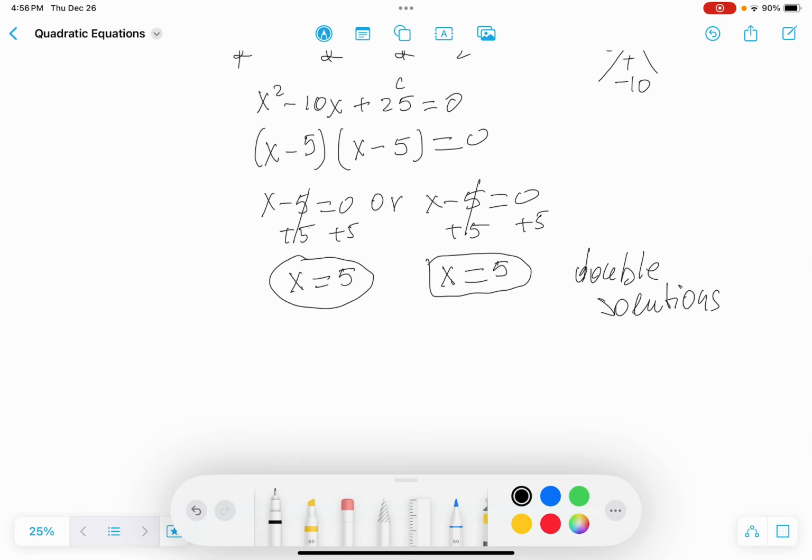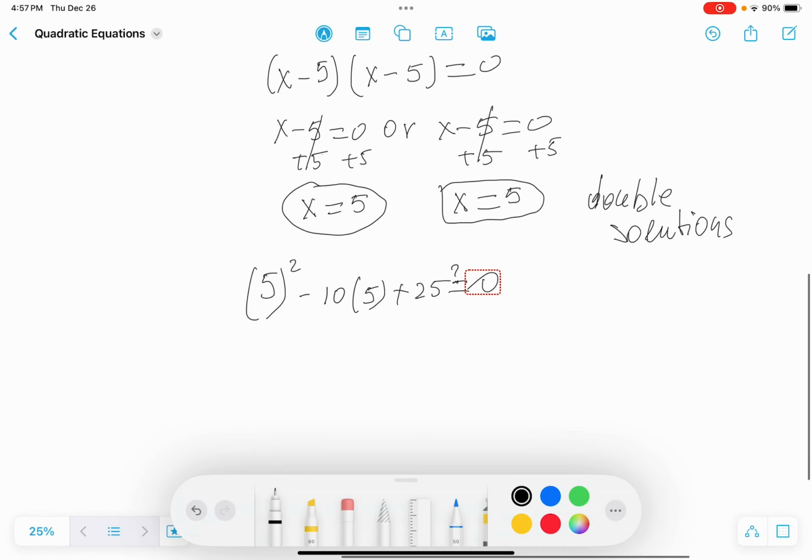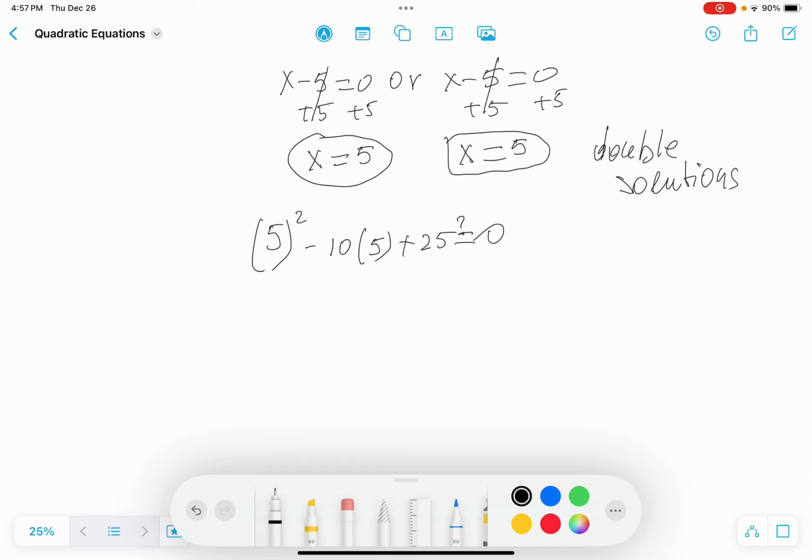Okay, now let's check if x equals 5 is the solution for the original equation. We have to substitute x equals 5 into the equation. So instead of x, we substitute 5. So then we have 5 squared minus 10 times 5 plus 25, and that is equal to 0. It must be equal to 0 if the solution is correct. That's why I'm putting a question mark here, to see if the solution is right.